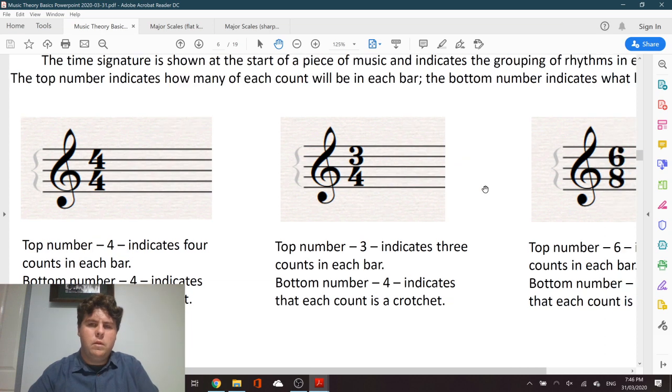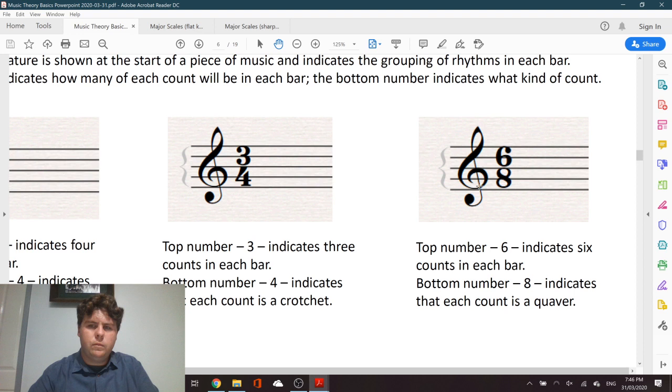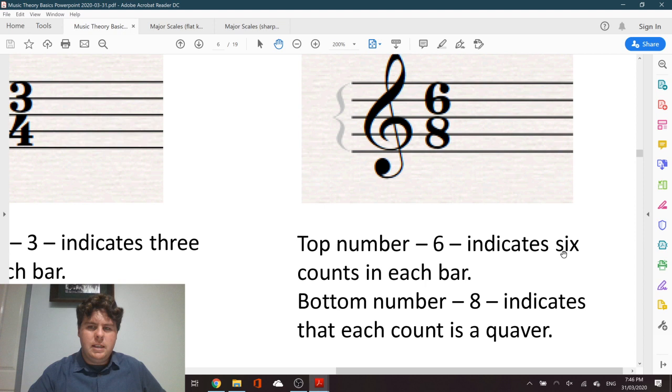Let's move across. 6/8, this is a really nice time signature. So the top number 6 indicates 6 counts in each bar. The bottom number 8 indicates that each count is a quaver. So a quaver is half the length of a crotchet. We'll get more to that in a bit.